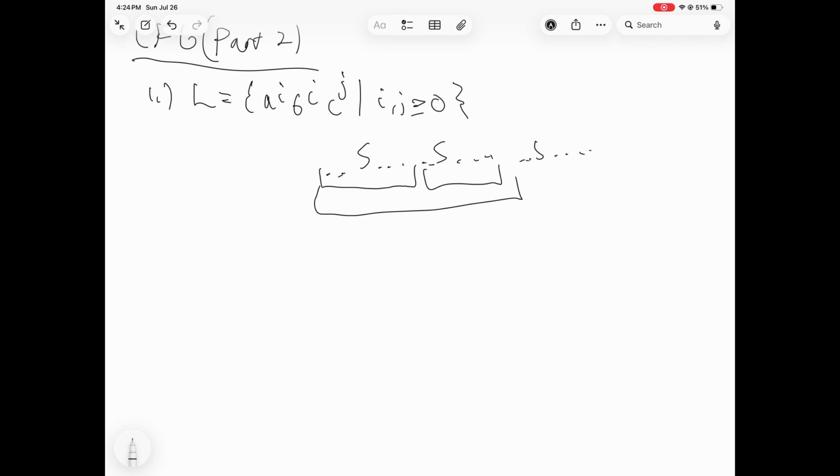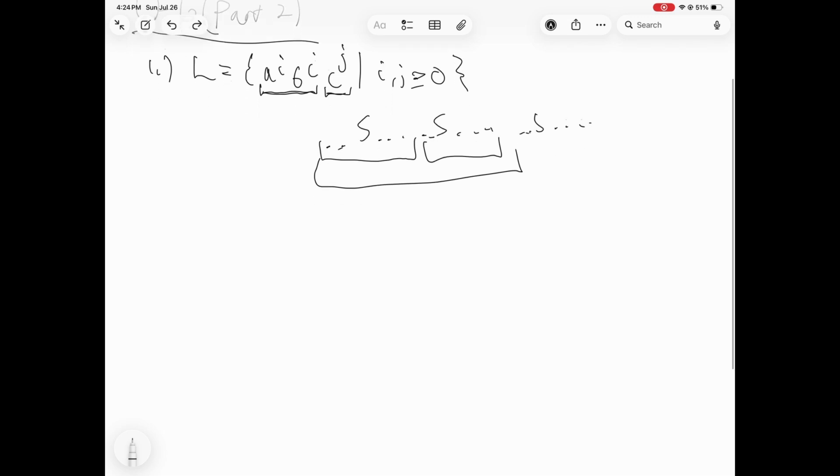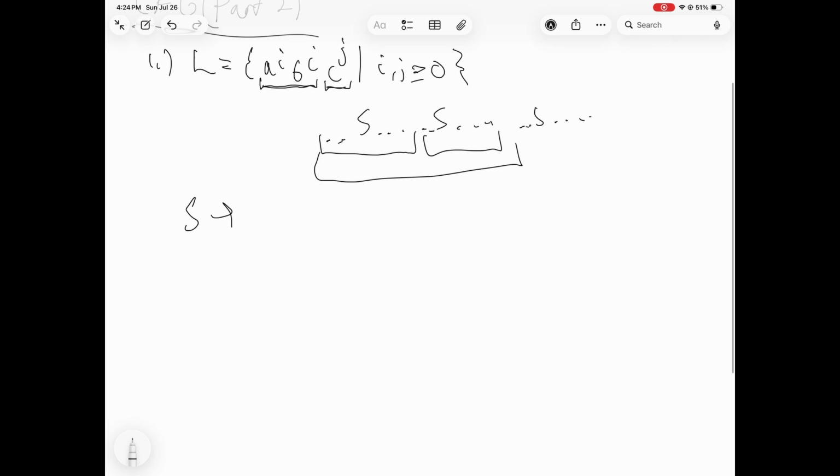The first thing we notice in this practice problem is a to the i, b to the i, c to the j. We can formulate these as groups. Another thing we have to pay attention to is that a to the i, b to the i means that however many a's there are, there should be that exact number of b's. So as always, we're going to start with our variable.